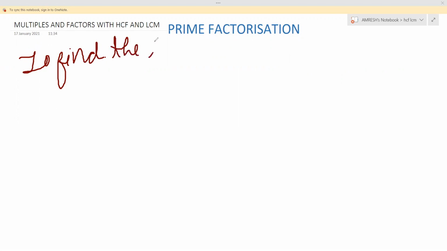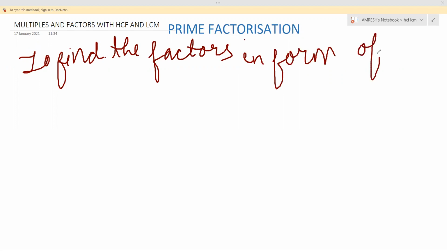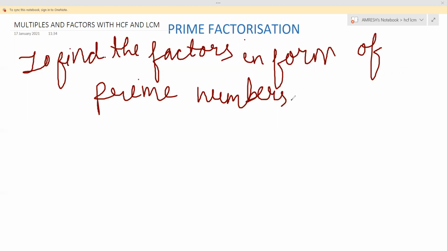Find the factors in the form of prime numbers. So there are two methods to find the factors. Okay, I'm typing only because if I annotate, the handwriting is so bad.